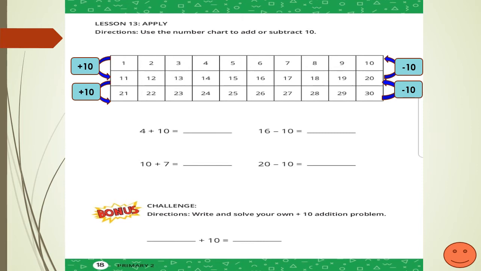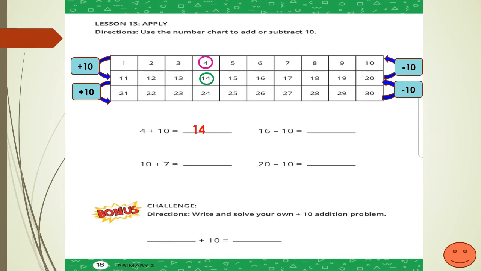Now let's solve the following problems using the number chart. The first example, 4 plus 10. First, you have to mark 4 in the number chart. Here is 4. We want to add 10. So 4 plus 10 equals the corresponding number, equals 14. So the result is 14.